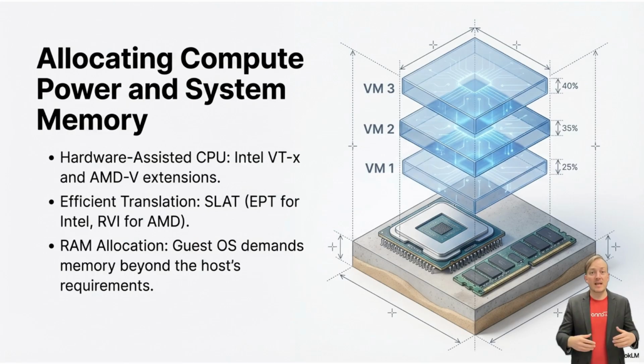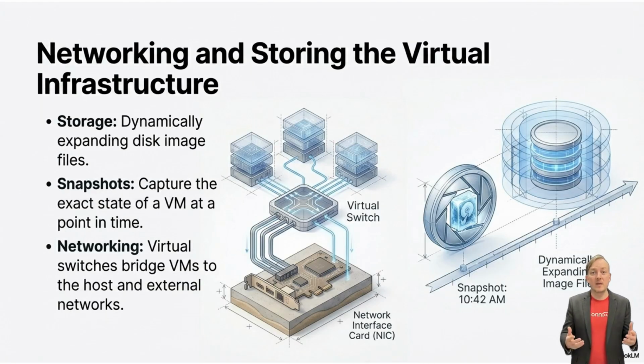When it is time to allocate compute power and system memory, we depend on hardware-assisted CPU extensions like Intel VT-x and AMD-V. We also use SLAT, known as EPT for Intel and RVI for AMD, for highly efficient translation. When looking at RAM allocation, you have to ensure that the guest OS memory demands can be met beyond what the host requires. Next, we look at networking and storing the virtual infrastructure.